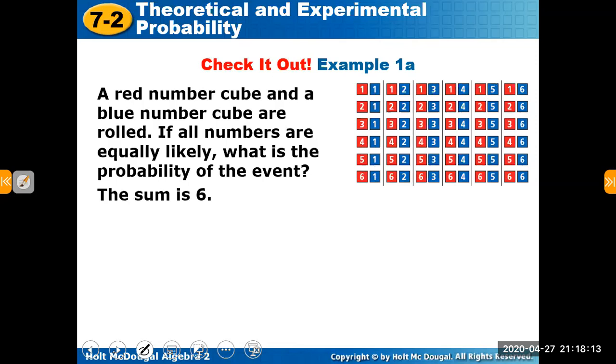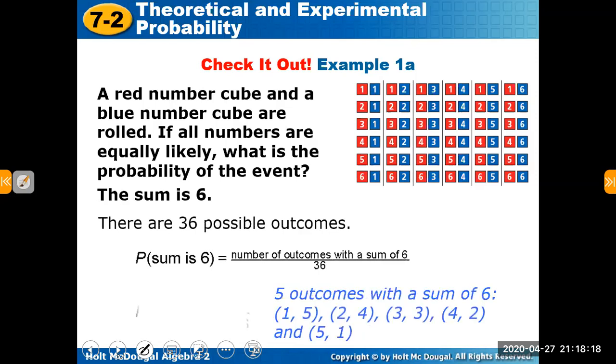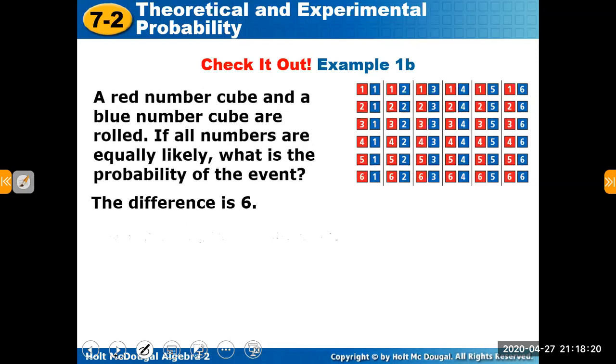This is very similar. The sum is 6. So check your outcomes. There are 5 outcomes in this case. So 5 out of 36. And similar questions.